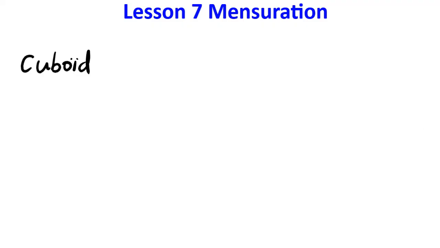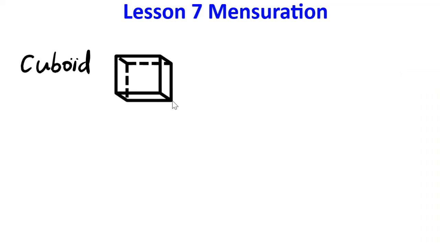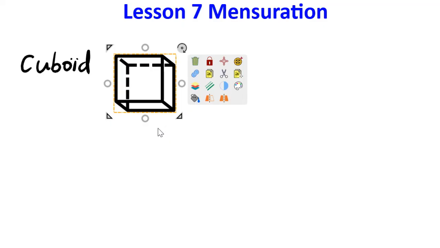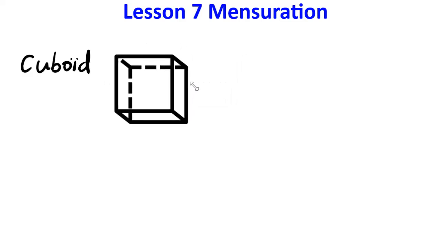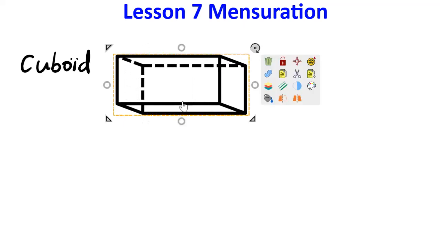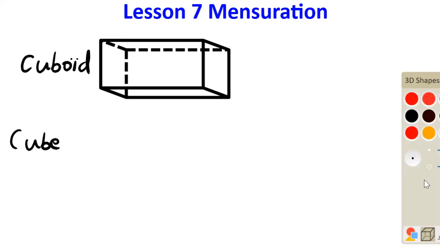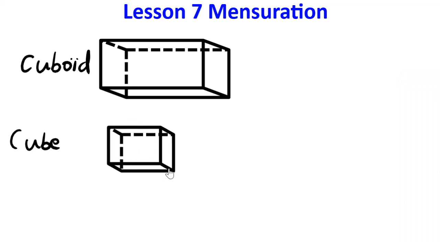And in the case of a cube, all sides are equal. But in the case of a cuboid, you know that it will be having length, breadth, height, most of the time different. When it comes to a cube, you will be having all sides equal.